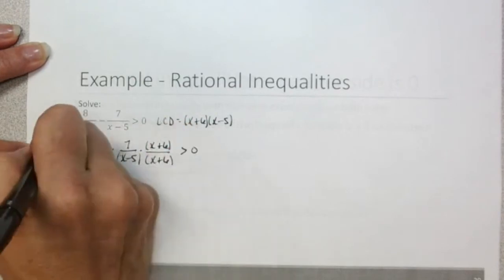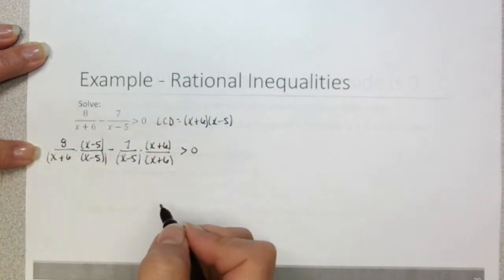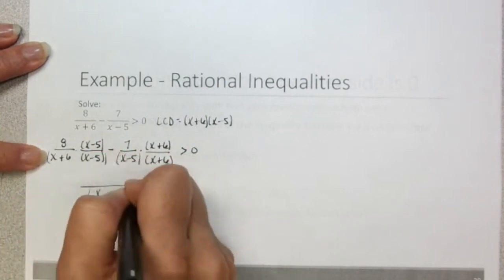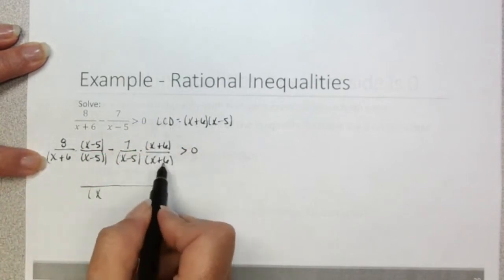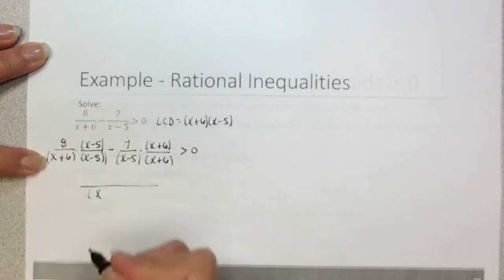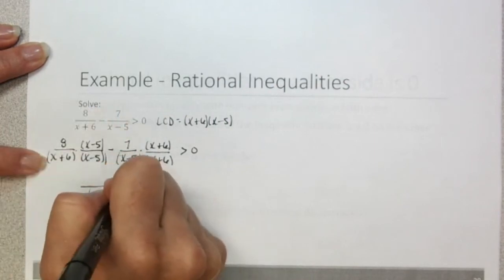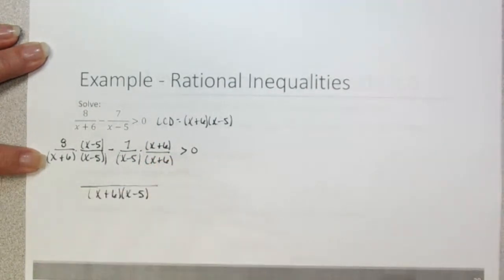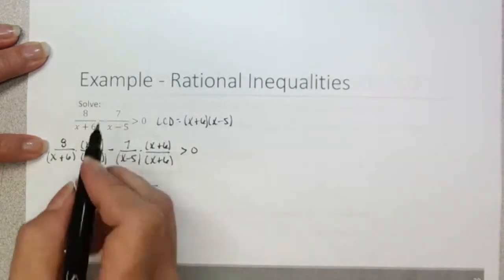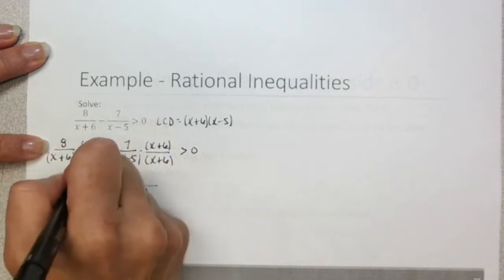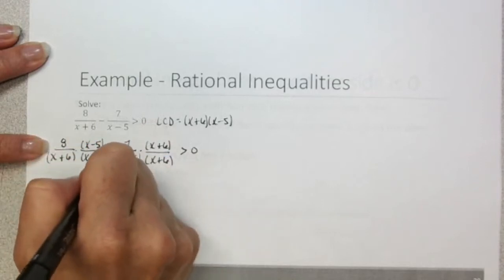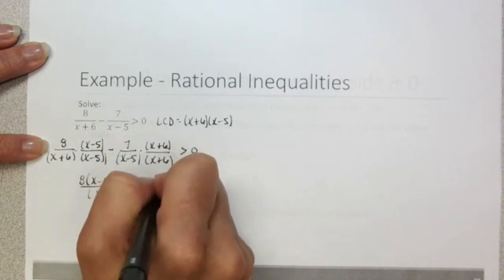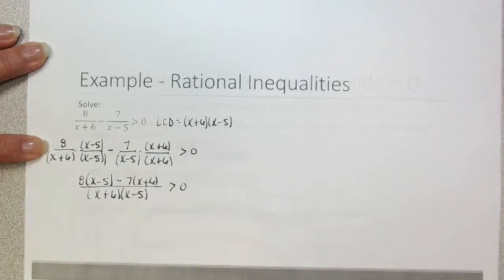Now I've established the common denominator. My denominator here is going to be either x minus 5 times x plus 6 or x plus 6 times x minus 5, because multiplication is commutative. Doesn't matter the order I write them in. But the numerators do matter because I'm subtracting the second from the first. So this is going to be 8 times x minus 5 minus 7 times x plus 6. That's greater than 0 still.